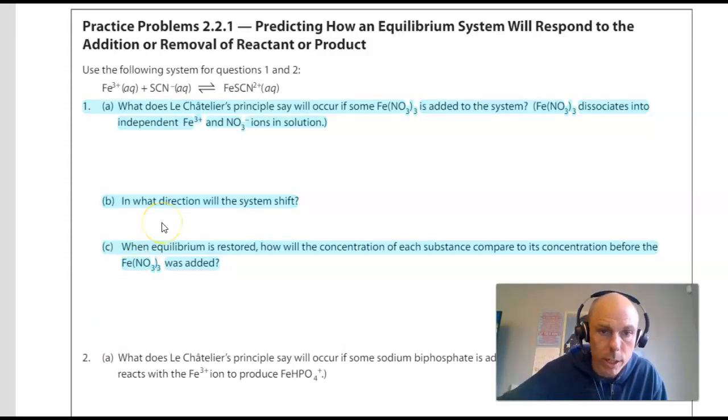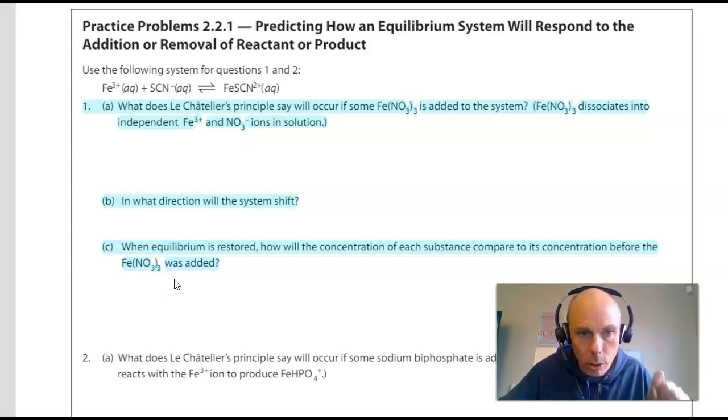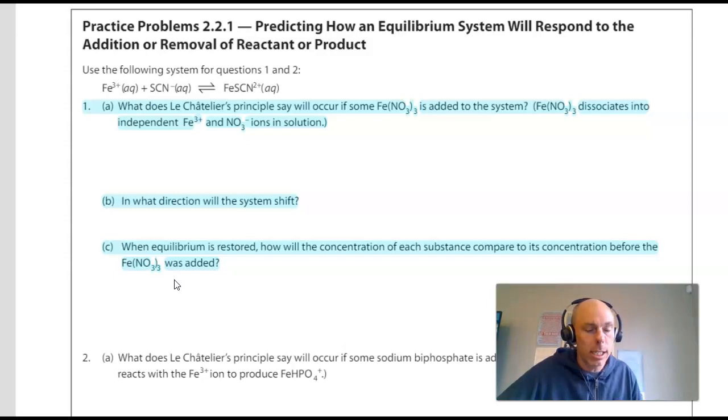So as I go to B, in which direction will the system shift? It'll shift to the right. If I look at C, when equilibrium is restored, how will the concentration of each substance compare? Well, if we're adding reactant, we know it shifts to the right. Not all of the added reactant will turn into product, so there will still be a greater concentration of iron ions in the end than there was.